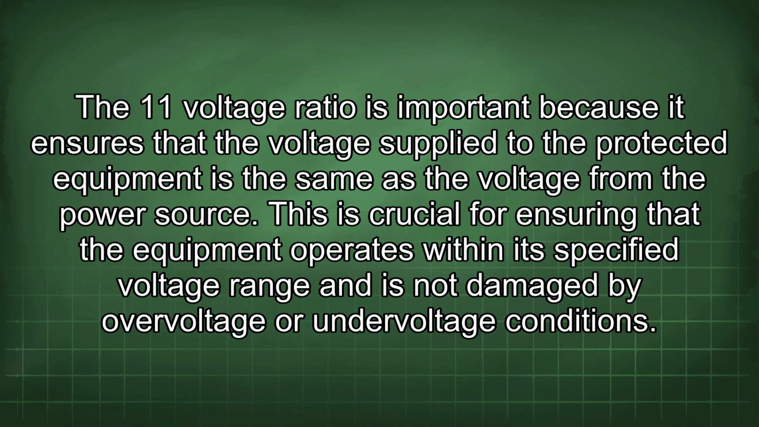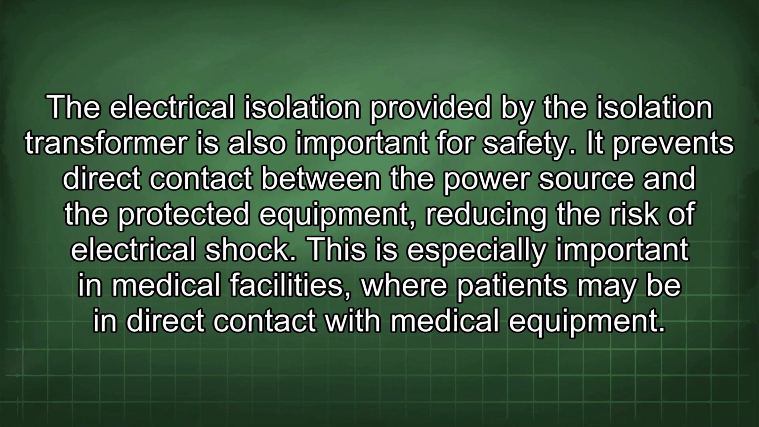The 1:1 voltage ratio is important because it ensures that the voltage supplied to the protected equipment is the same as the voltage from the power source. This is crucial for ensuring that the equipment operates within its specified voltage range and is not damaged by overvoltage or undervoltage conditions. The electrical isolation provided by the isolation transformer is also important for safety. It prevents direct contact between the power source and the protected equipment, reducing the risk of electrical shock. This is especially important in medical facilities where patients may be in direct contact with medical equipment.